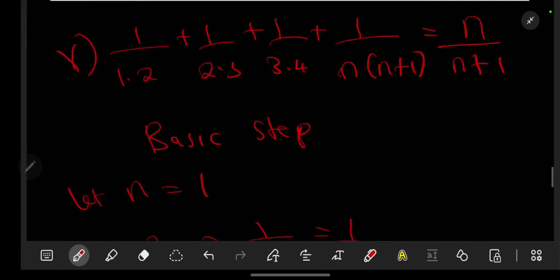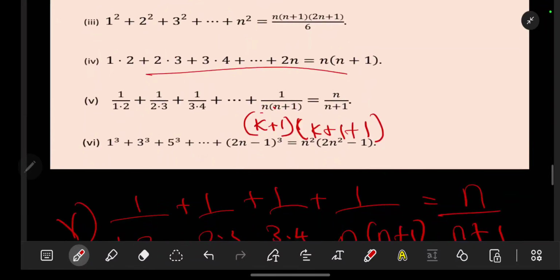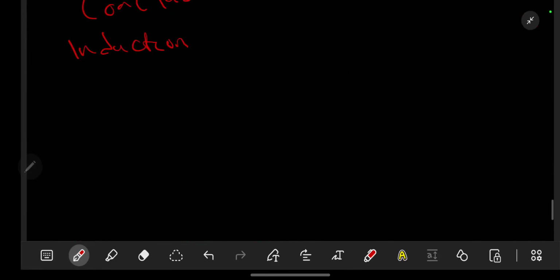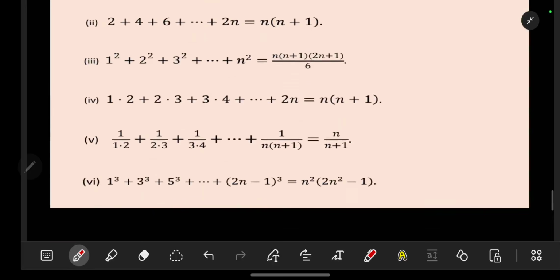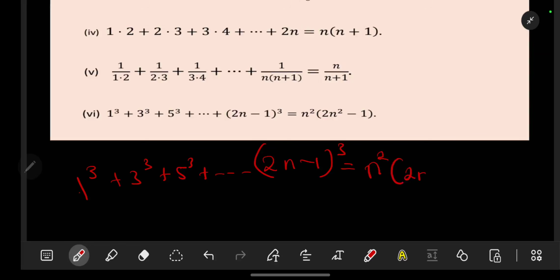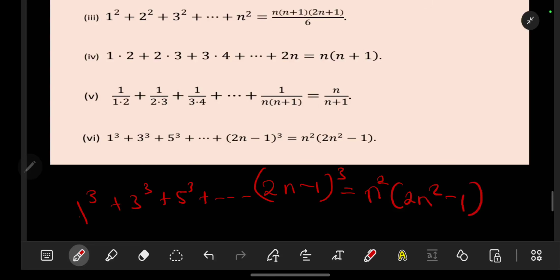Our final question for this video is this question. Let's take this first. We have our 1 cubed plus our 3 cubed plus our 5 cubed plus dot dot dot, 2n minus 1 to the power 3 should be equal to n squared. Then we have our 2n squared minus 1.